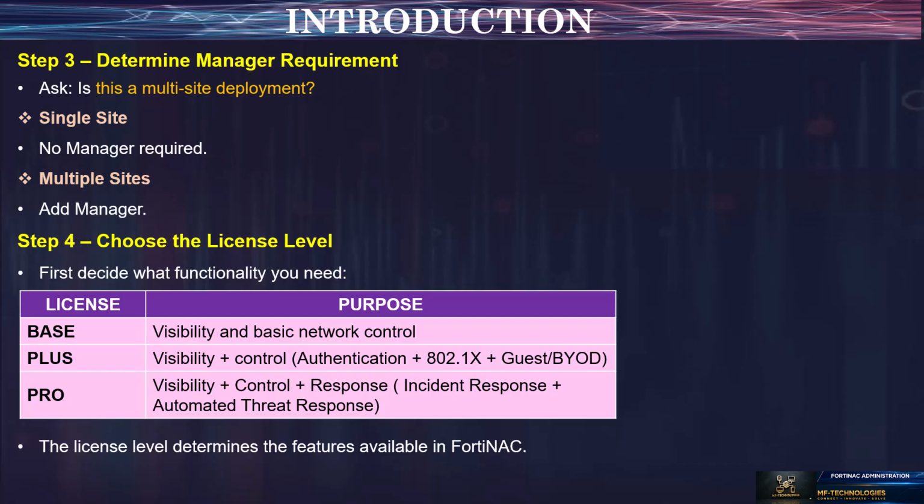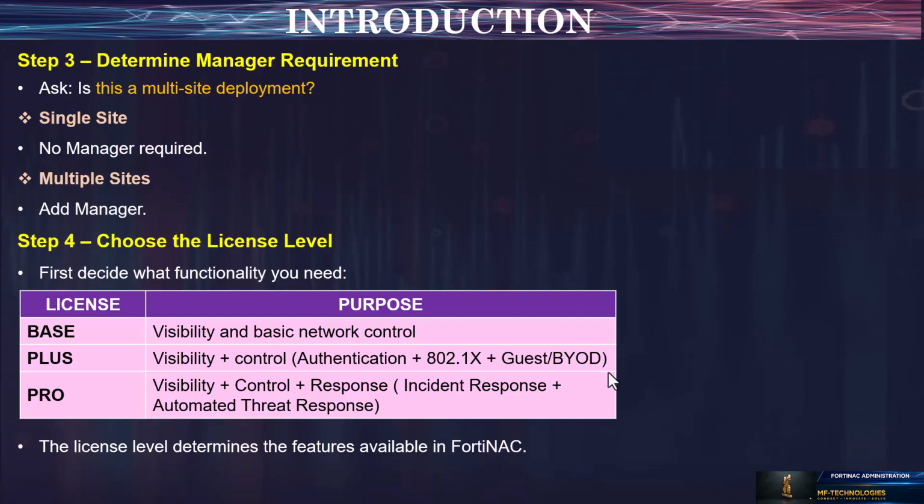After determining the architecture, the next decision is selecting the appropriate license. You can ask yourself, or ask the customer, what they want to achieve. If their goal is visibility and basic network access control, the Base license may be sufficient. If they require user authentication, guest access, bring your own device onboarding, and 802.1X authentication, the Plus license is more appropriate. If they want more than that, the full security operation integration, event correlation, and automated incident response, then the Pro license should be selected.